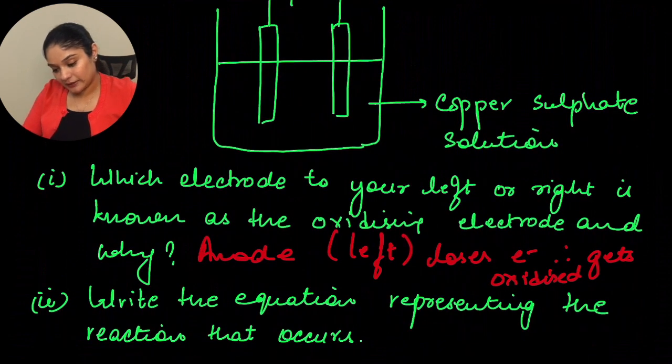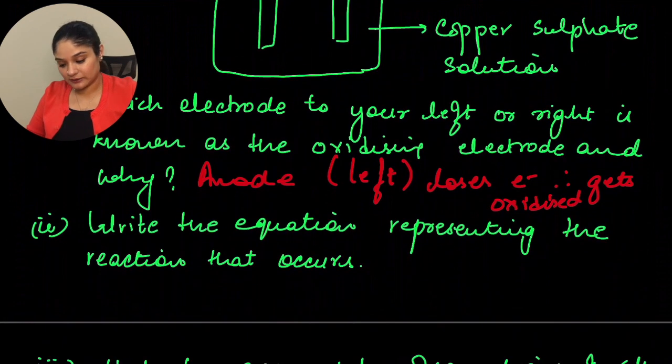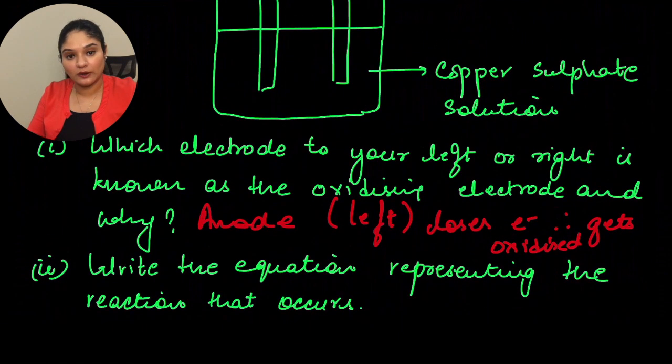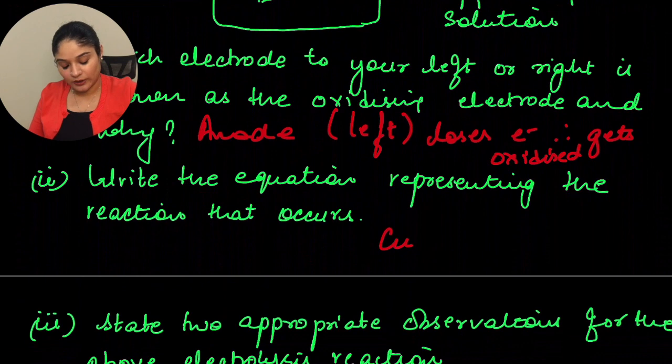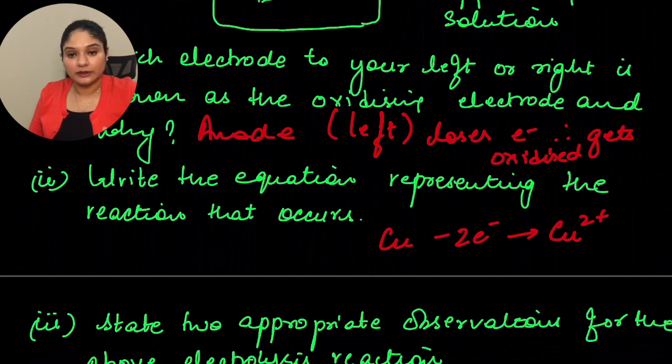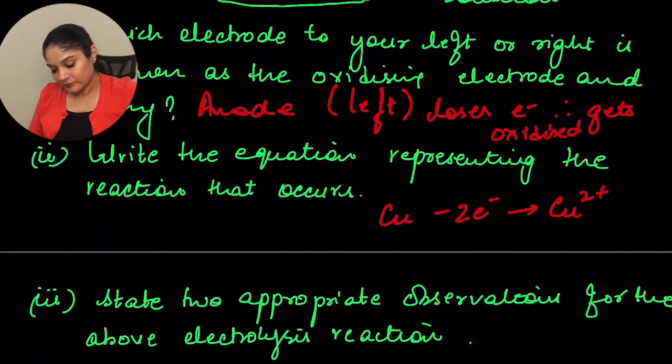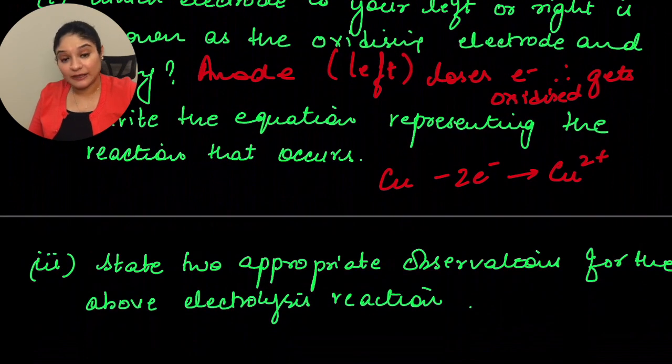Then the next is, write the equation representing the reaction that occurs. So in this process, the reaction that will occur, if you can see, you have copper sulfate solution marked as the liquid of it. So if you mark that and write the equation for that, your equation will be Cu minus 2 electrons, which will give you Cu 2+ ion. This will go at the anode. This is happening at the anode, I'm sorry.